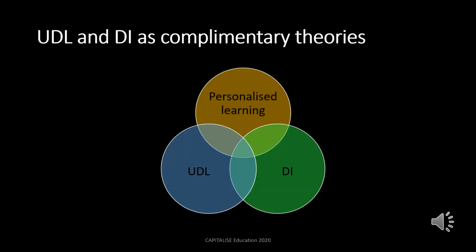The third way that the literature looks at the relationship between universal design for learning and differentiated instruction is as complementary theories. And this is the approach that I ascribe to. Both universal design for learning and differentiated instruction are approaches to personalized learning that are interrelated.